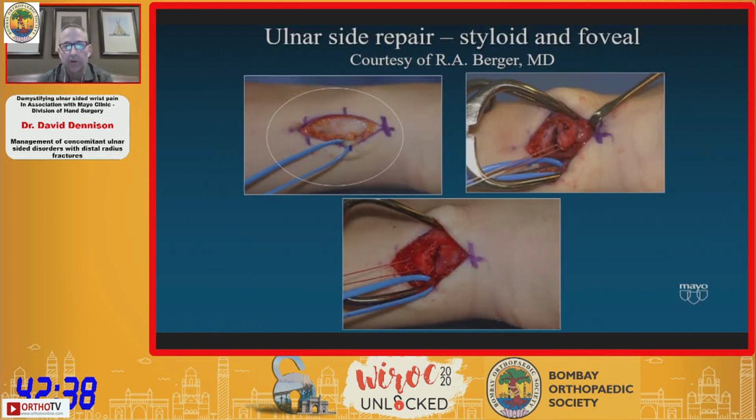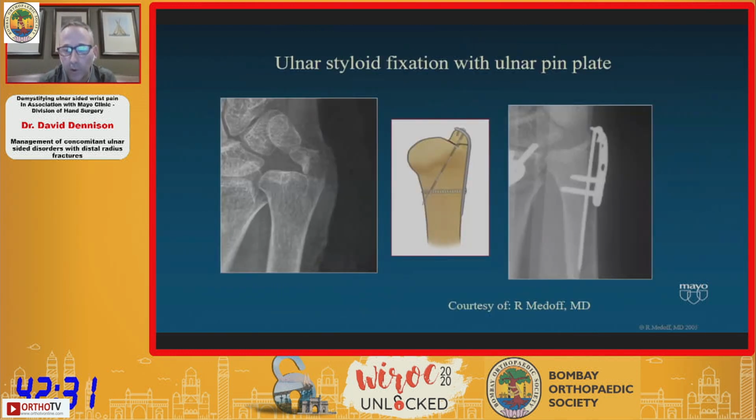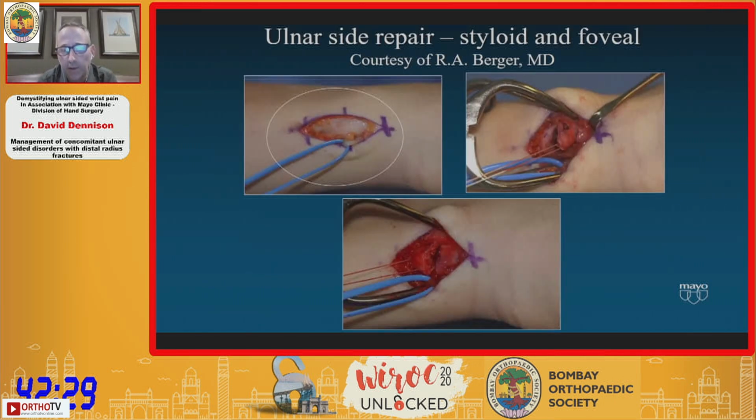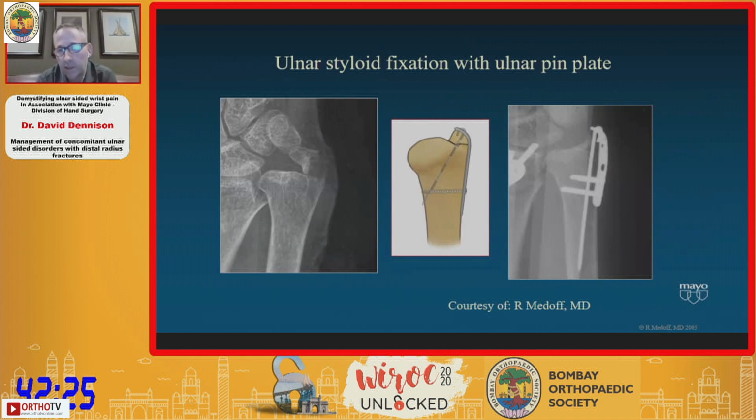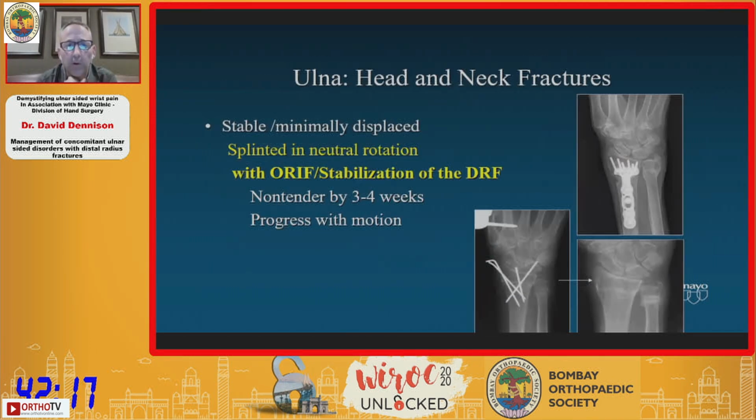This is a picture courtesy of Dick as well, just showing an ulnar-sided approach. You can fix the TFC and the styloid, of course, through that approach, and make sure we protect that sensory branch of the ulnar nerve. You can fix these any way you like. If you want to use a pin plate construct, whichever, just make sure you try not to irritate the sensory branch.